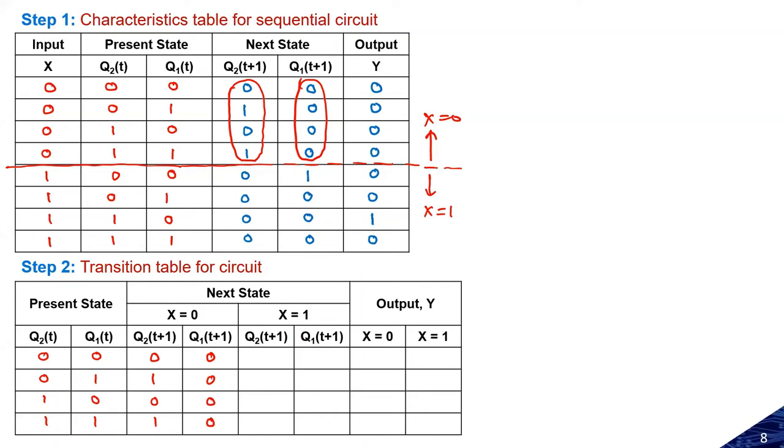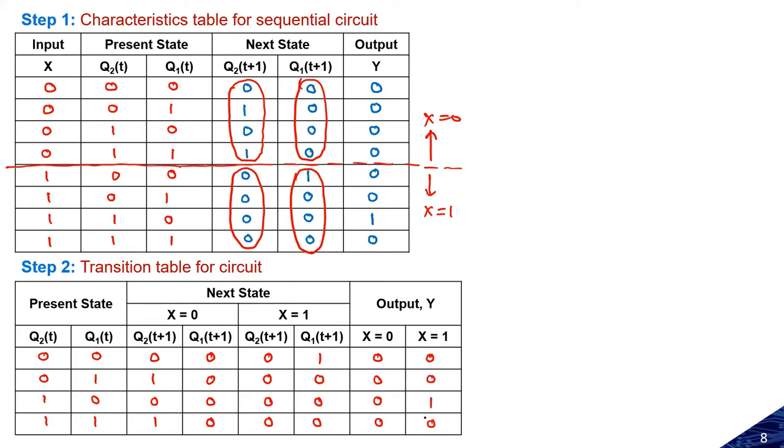Now let's talk about X is equal to 1. So I need to consider this one for the Q2. So this is nothing but 0, 0, 0, 0. And the Q1T plus 1 is nothing but this one. So I am getting here 1, 0, 0, 0. Next, if we talk about the output for X equal to 0, outputs are 0, 0, 0, 0, 0, 0, 0, 0. And for X equal to 1, I am getting 0, 0, 1, 0.